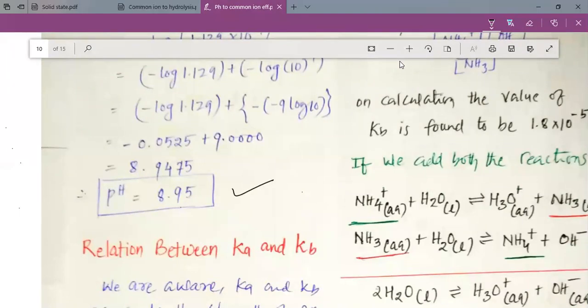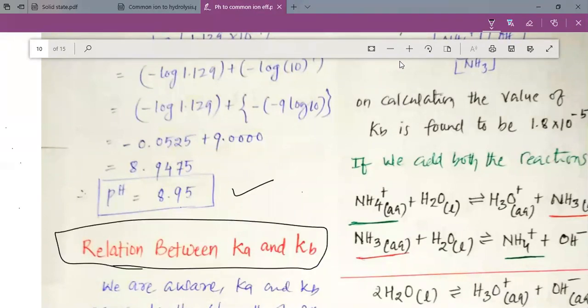In the next period, my dear students, we will study about the relation between the Ka and Kb.